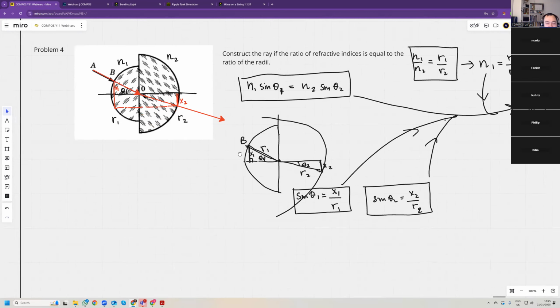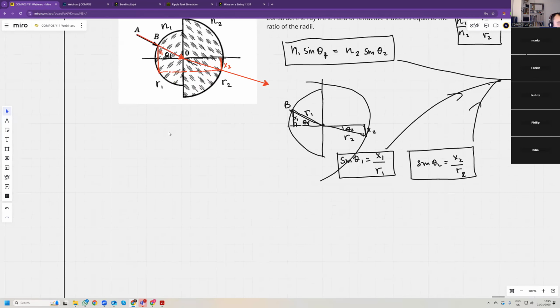N is the refractive index of glass. N is refractive index.